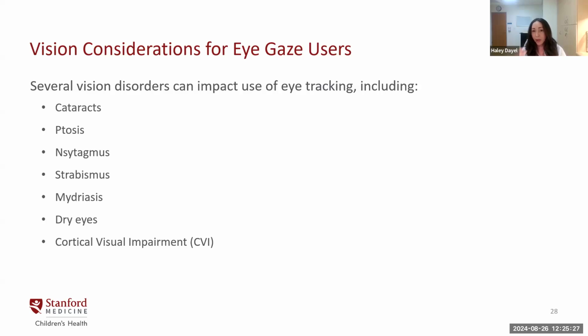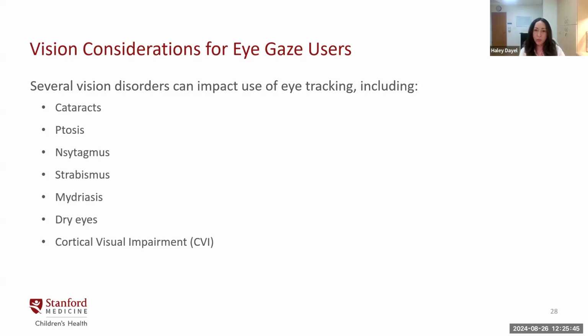Dry eyes can also affect the accuracy of eye tracking because when the eyes are dry, it can affect the way that light is reflected. So if a person is able to use artificial tears, sometimes that can help. You might also think about things like reducing the screen brightness and taking rest breaks from eye gaze so that their eyes aren't getting so dry and fatigued.